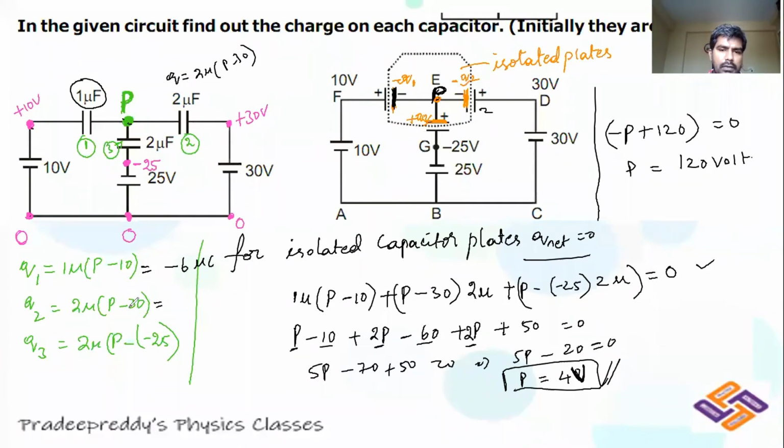Next, coming to the second one, P is 4 volt. It is 2 into, this becomes minus 24, so minus 24 into 2, minus 48 microcoulomb. Next, coming to the third one, P plus 25. It is 25 plus 4, 29. 29 into 2, 2 9s 18, 2 2s 4 plus 1, 5. It is plus 58 microcoulomb. 58, am I right?